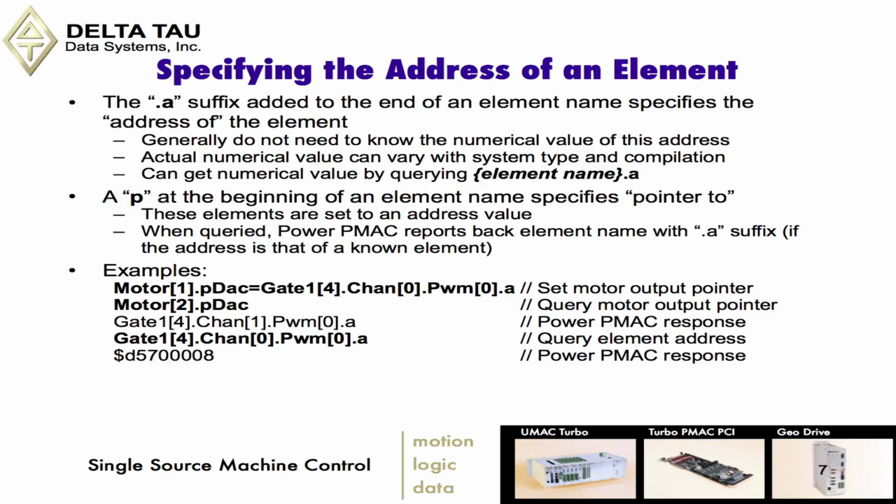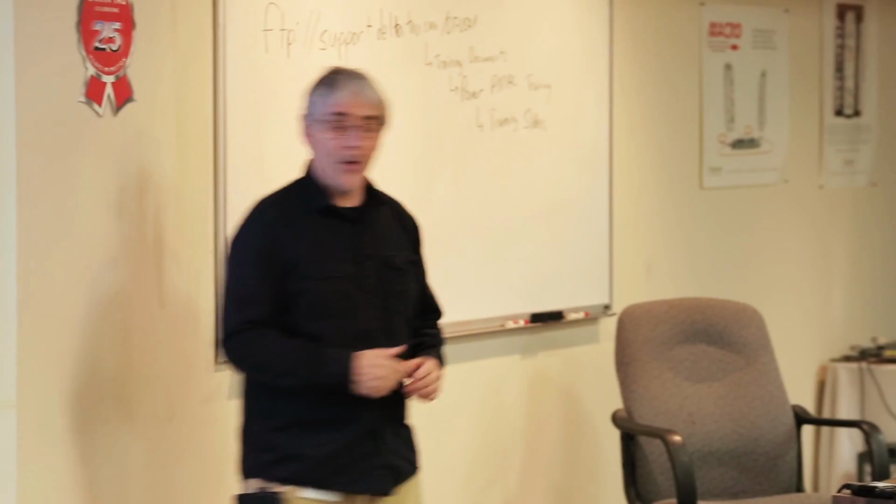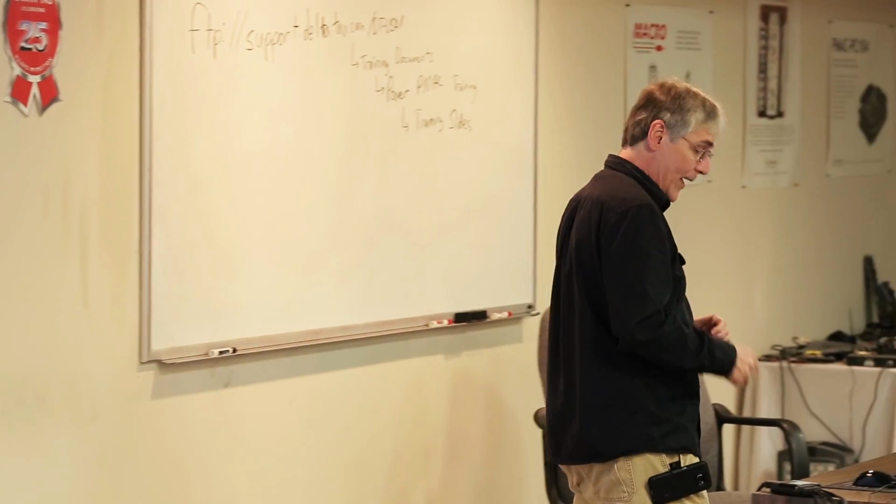If you query it, you just say motor2.pdac, then Power PMAC will respond with the structure element name that it's pointing to. It won't respond with the address. It'll respond with the structure element name. If you were to query that element address, then it will respond with the actual pure hexadecimal value for the address.